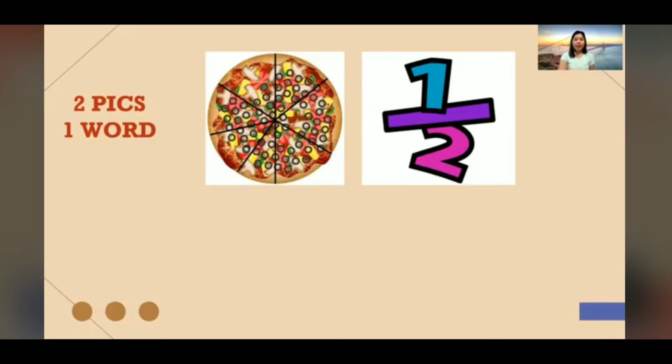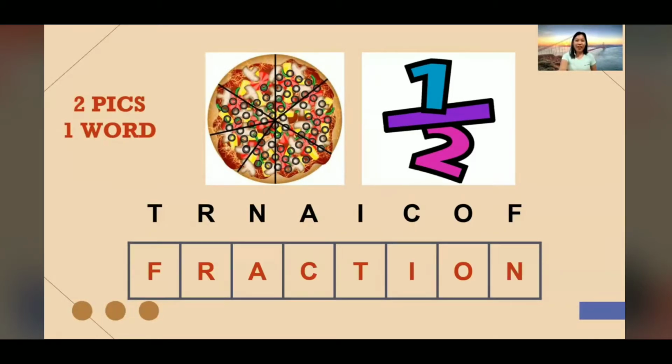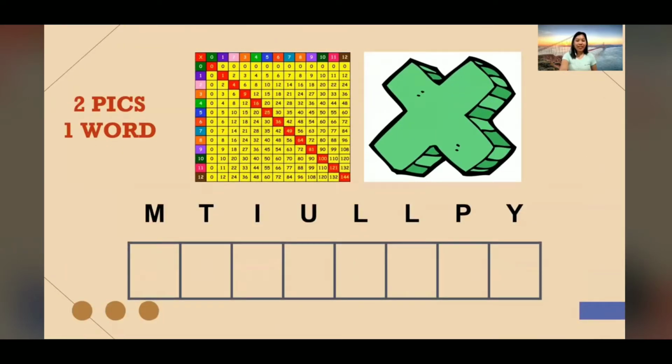So there are 2 pictures and these are the jumbled letters. So based on the columns, there are 2, 4, 6, 8 letters. Alright, so what do you think is the word? Fraction. Very good. How about this one? What do you think is the word being illustrated in those two pictures? So we have 2, 4, 6, 8 letters.